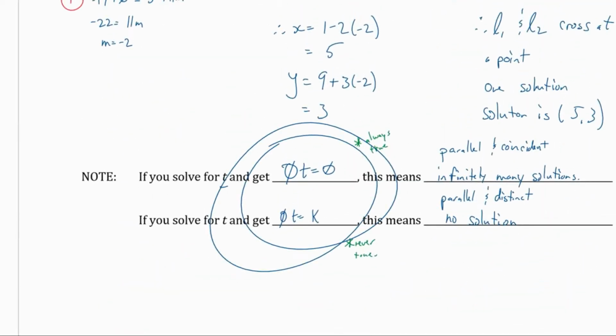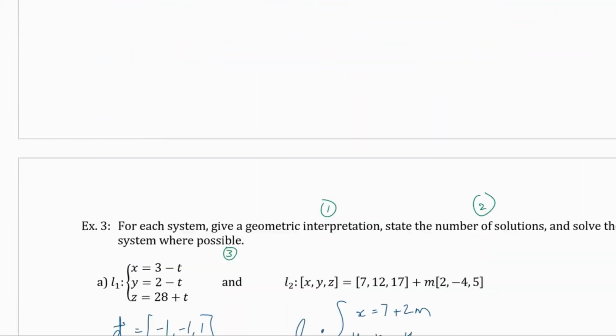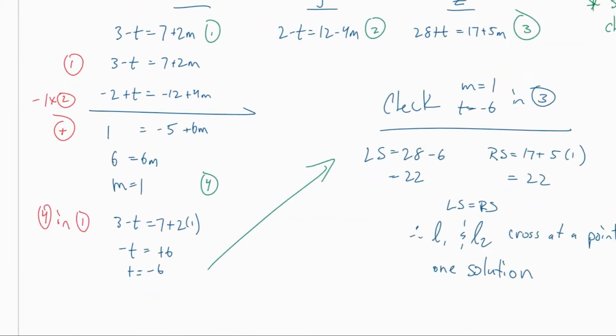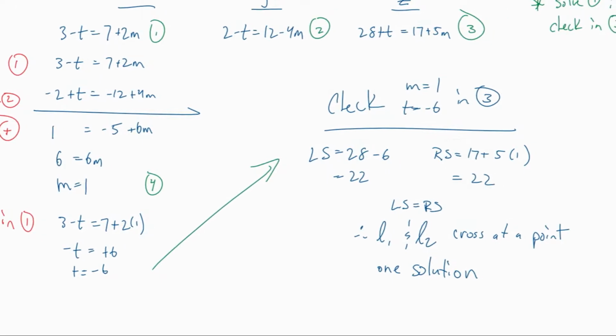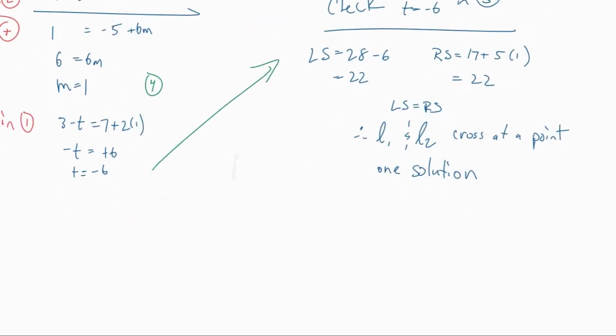Okay, so I got values for m and t, but then I had to check them in the third equation because we're in three space now. They satisfy that equation as well. So my interpretation is that those values for my parameters of m and t are where the solution to the system is going to occur. So I have one solution, cross at a point, but I have to figure out what that point is. So how do I finish that off?